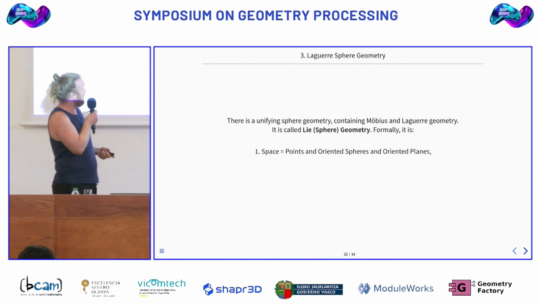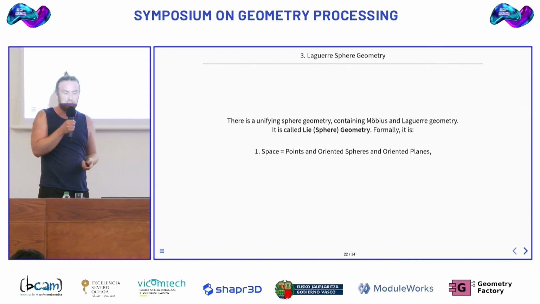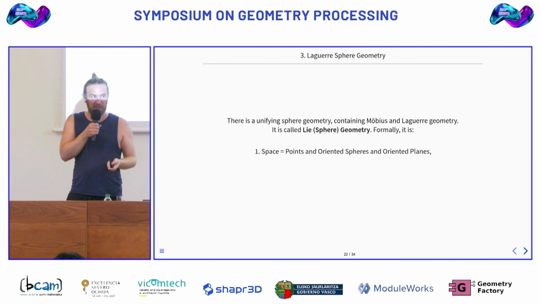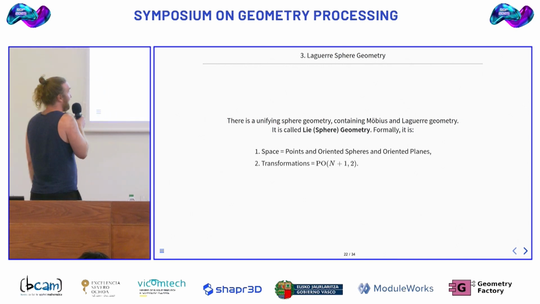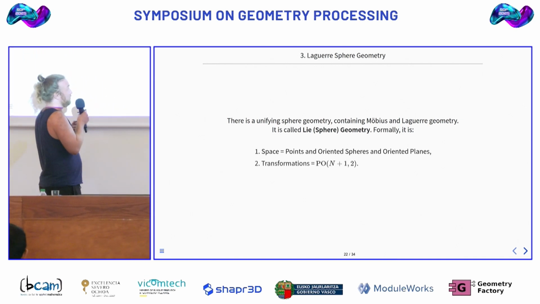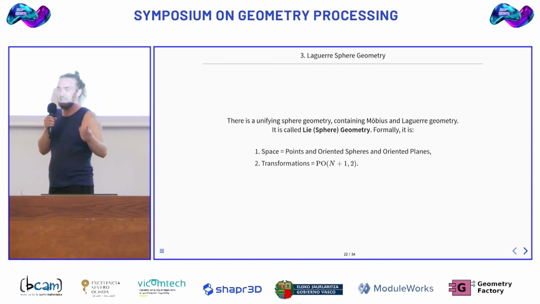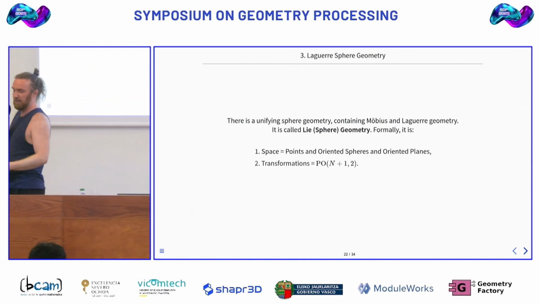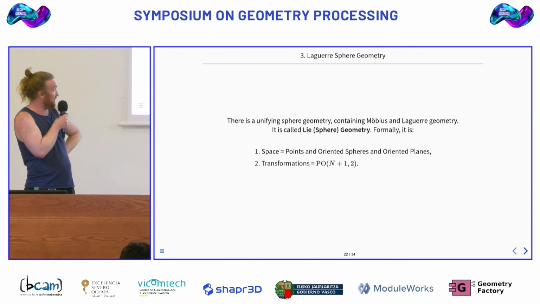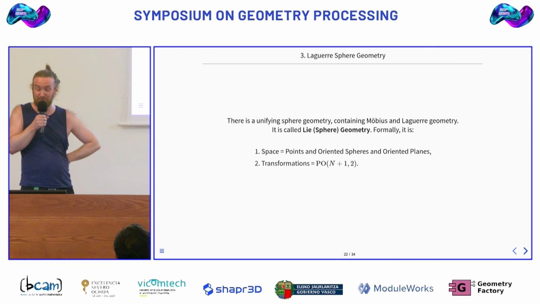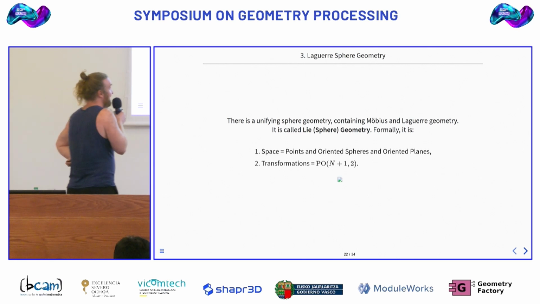I'm going to do this only very briefly. In this geometry, we take points, oriented spheres and oriented planes, and they all make up our space of objects. And then we have a bigger isometry group, which, depending on your dimension, can again be represented as a matrix group. If anyone finds a really good application in applied math, let me know. I'm not sure at the moment if there is one.